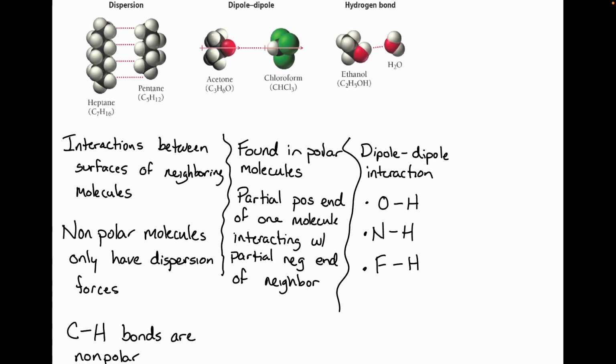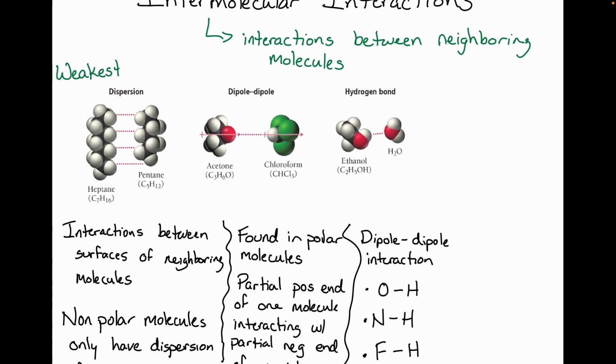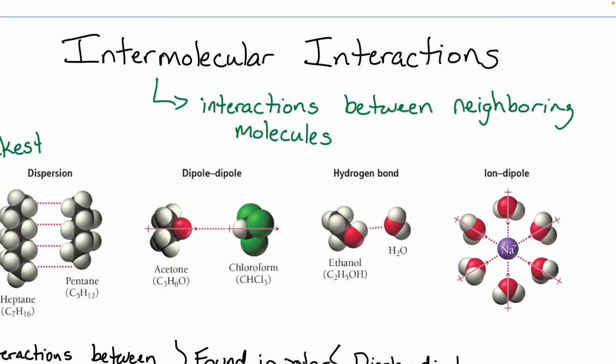Our last intermolecular interaction here, and the strongest of all of these forces that we've discussed, is an ion-dipole interaction. We talked about how the partial positive end of one molecule likes to line itself up with the partial negative end of the other molecule. The only thing better is if instead of a partial negative charge, you have a full-blown negative charge or a full-blown positive charge. We call those ions. So again, this is our strongest of all of our intermolecular interactions.